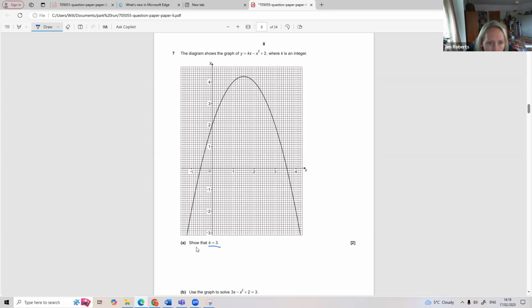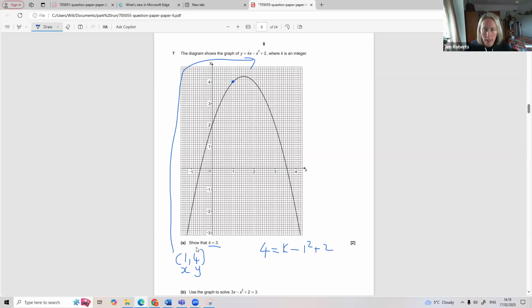I might choose this one here. Can you see 1, 4? So the coordinate 1, 4 lies on my curve. X is 1, y is 4. So I'm going to substitute that into this equation here because I know those coordinates lie on the line. So 4 equals k times 1, which is k, minus 1 squared plus 2.